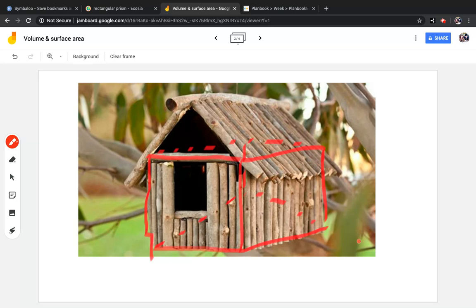So what we need to do is find our measurements. So if I was going to measure this with a ruler, I would figure out that this is about, let's say, 13 centimeters. That would be my length or my width. This is about 17 centimeters. And my height is about 10. All right. Now, to find volume, I'm just going to multiply those three together.